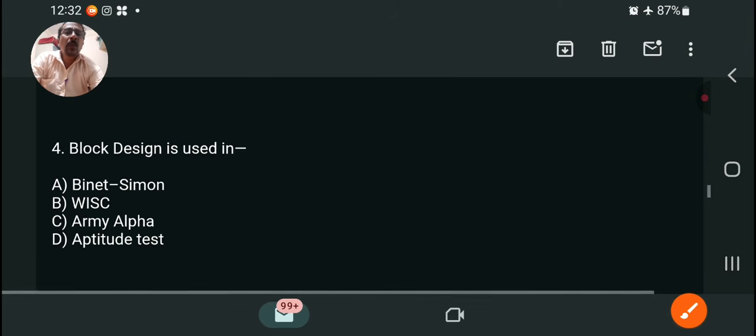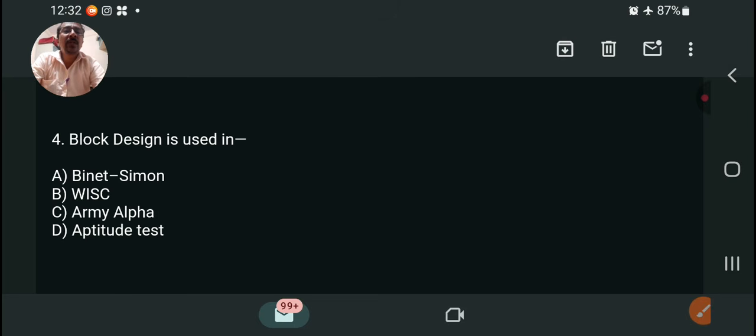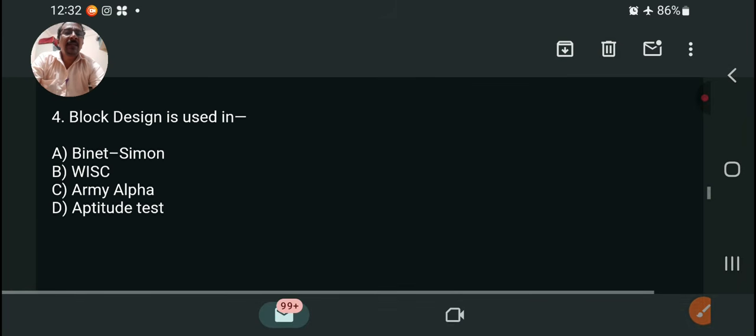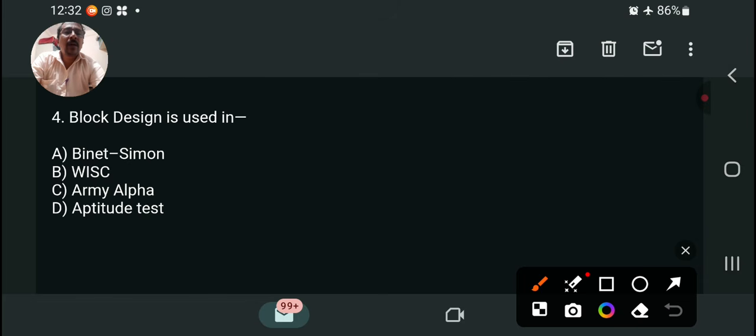Then block design is used in Binet-Simon, WISC, Army Alpha, or aptitude test? Block design. Which is the right answer? Check. B, WISC, block design.